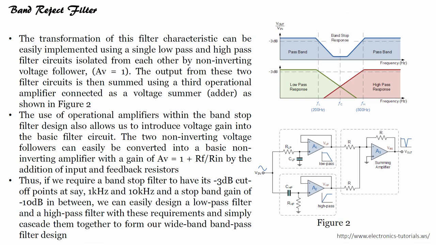Then the two non-inverting voltage followers can easily be converted into a basic non-inverting amplifier with a gain of AV equals 1 plus RF by Rin. This non-inverting voltage follower, or unity gain amplifier, can be converted to an amplifier by changing the RF and Rin; we can connect RF and Rin. Thus, if we require a stop band filter to have its minus 3 dB cutoff, say at 1 kilohertz and 10 kilohertz, and a stop band gain of minus 10 dB in between, we can easily design a low pass and high pass filter with these basic requirements.